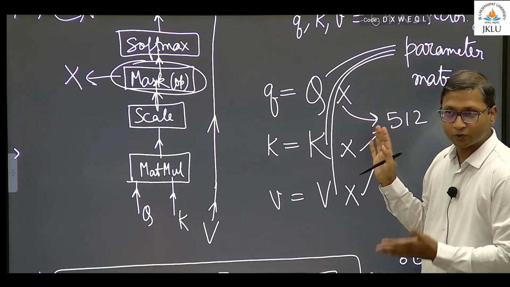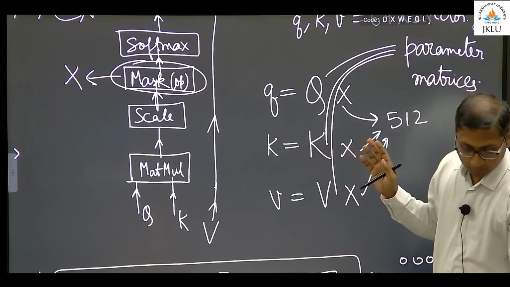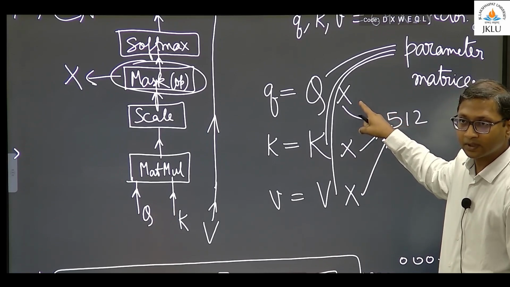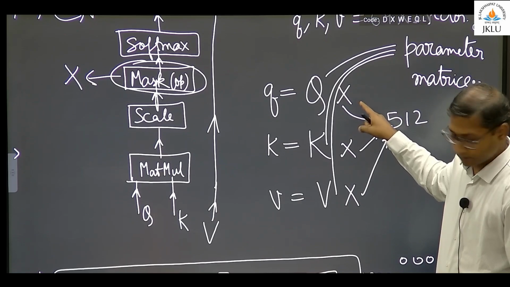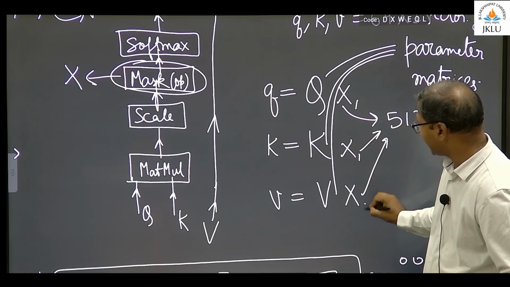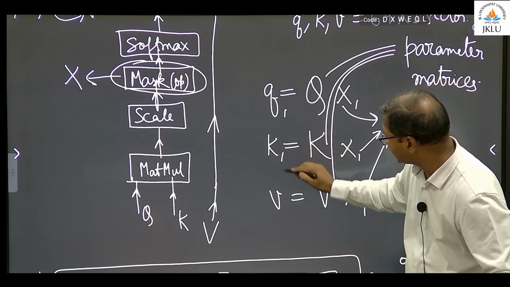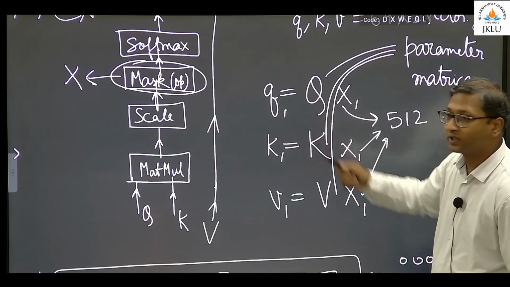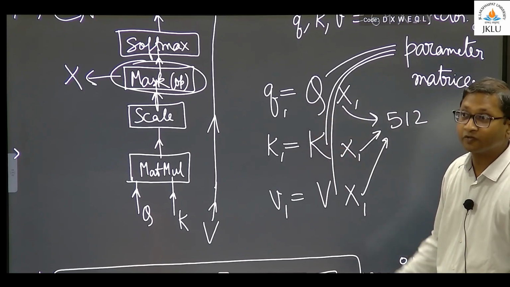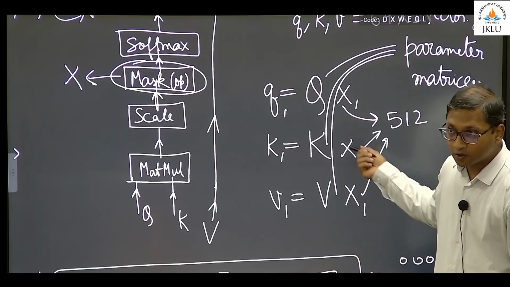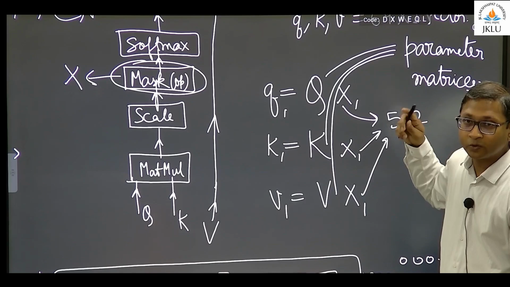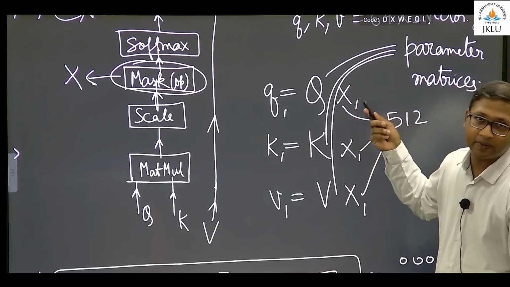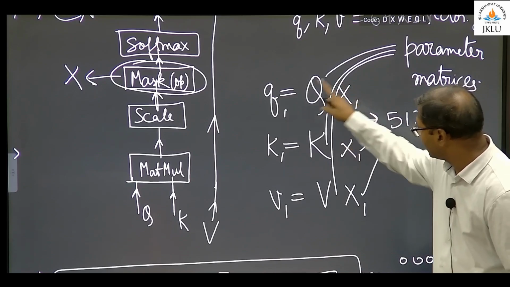That's my question for you, and that's not easy to answer. x1 will give you q1, k1, v1. How many times will I do this? 512 times, because for every input I need to convert them into query, key and value vectors. What operations do we do on them? We'll start from here in the next class.